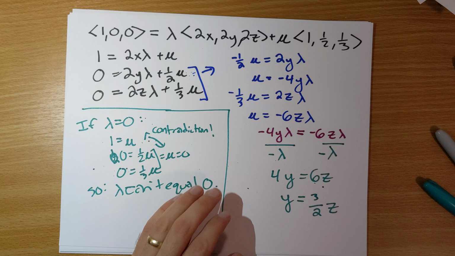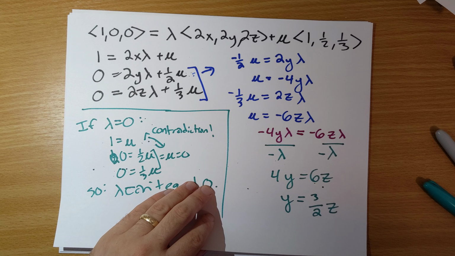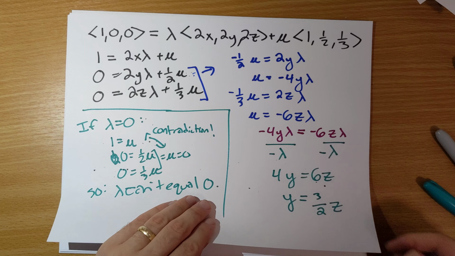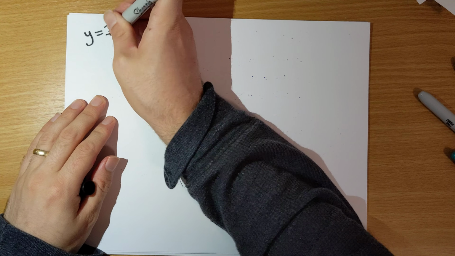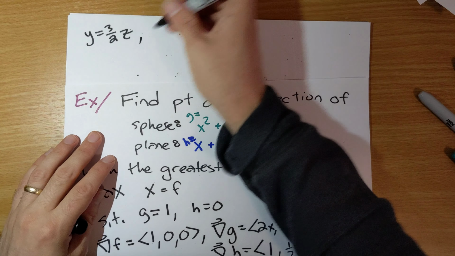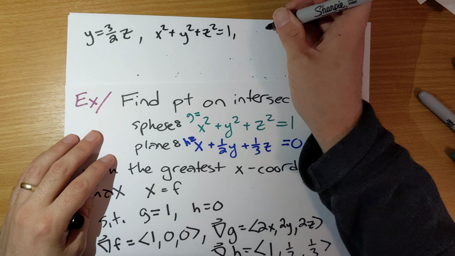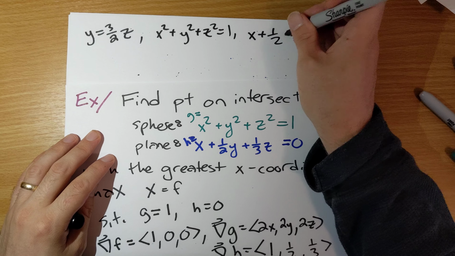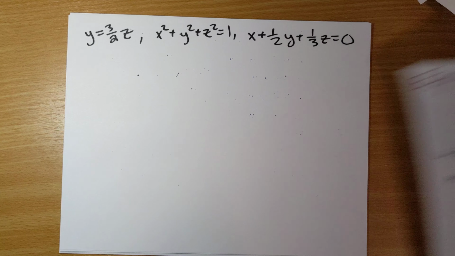We got y has to equal 3/2 z. And in fact, at this point we can stop working with the Lagrange multipliers lambda and mu. Between y is equal to 3/2 z and the two constraint equations, x squared plus y squared plus z squared is equal to 1, and x plus 1/2 y plus 1/3 z is equal to 0, we can solve for x, y, and z from here.